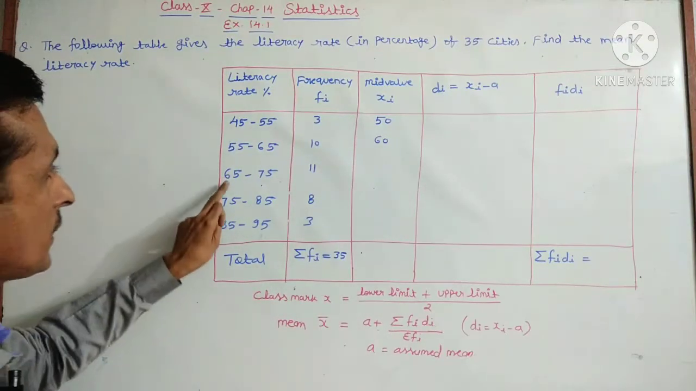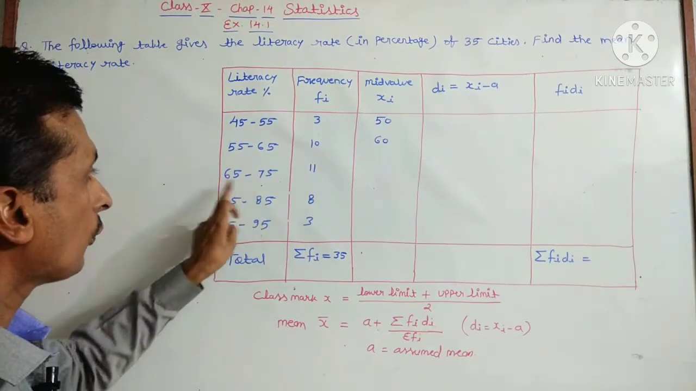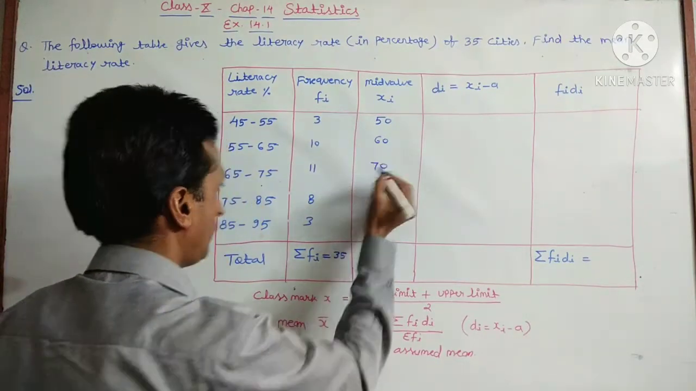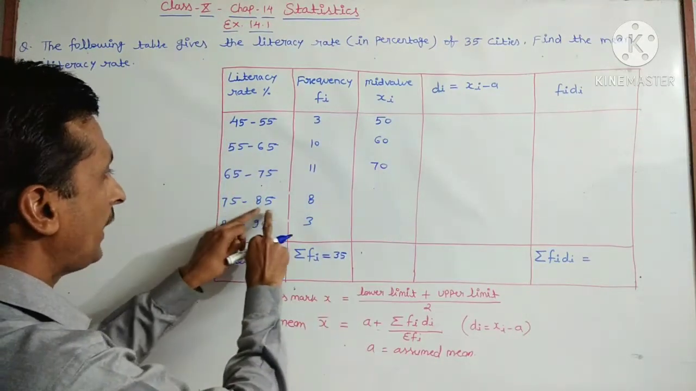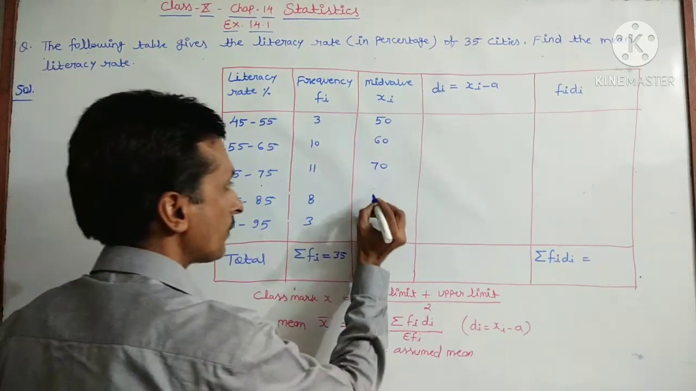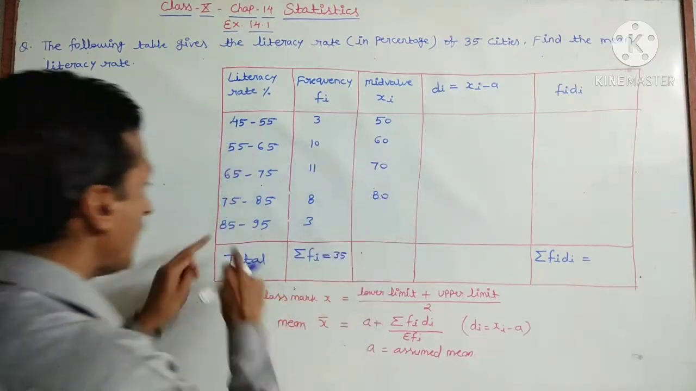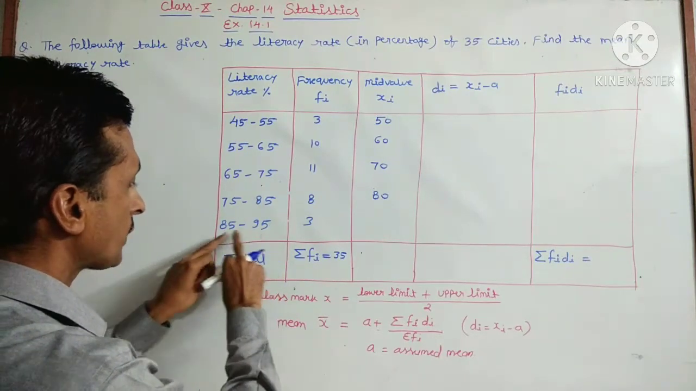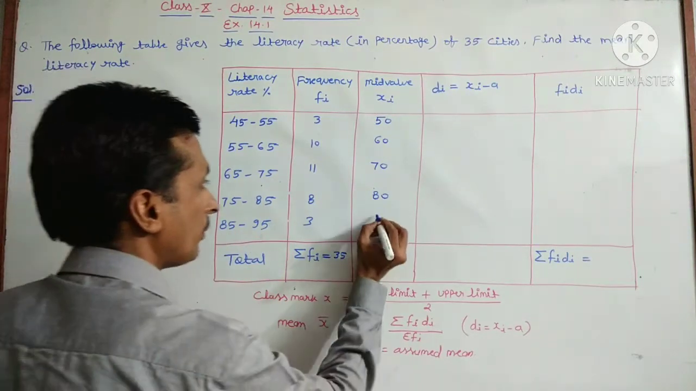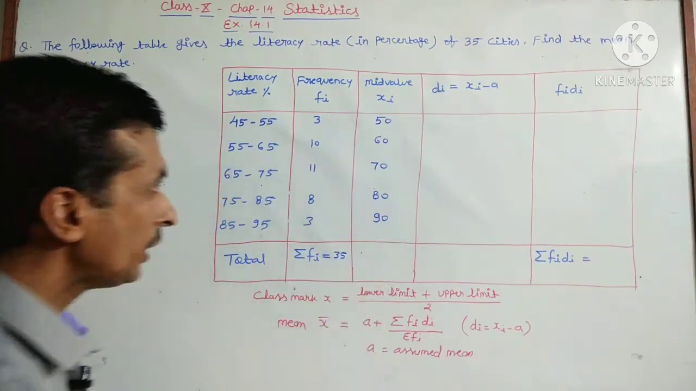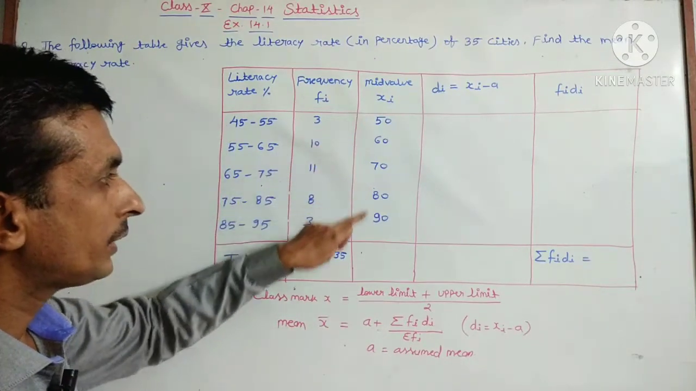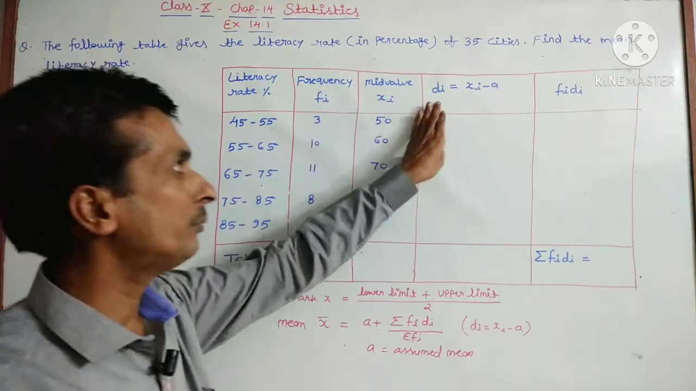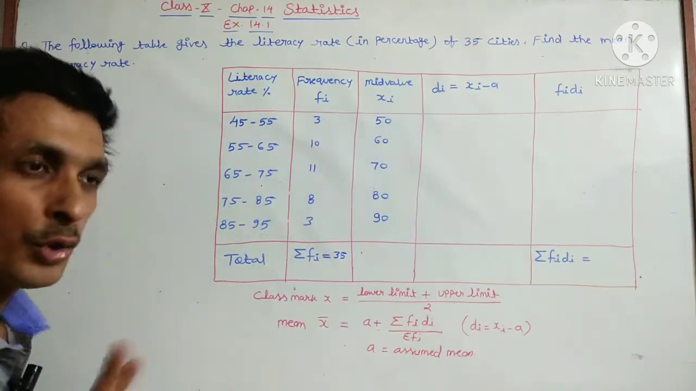And 65 to 75. What is the sum of both? Here it is 140. 140 half is 70, and 75 to 85, that will be 160. 160 half is 80, and 85 to 95, the sum is 180. So that will be 90. Here it is 50, 60, 70, 80, and 90, the mid values. Next, the value di, because which method will we apply?